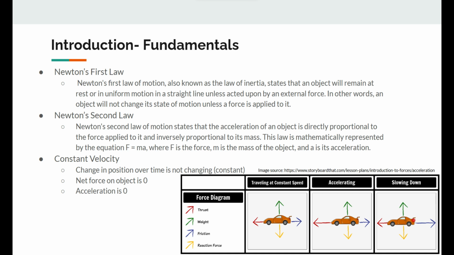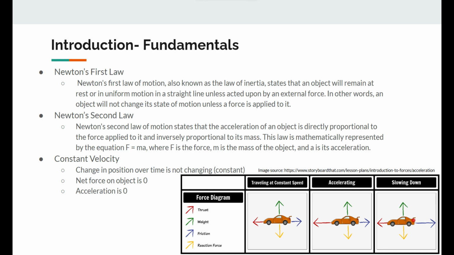Newton's first law of motion, also known as the law of inertia, states that an object will remain at rest or in uniform motion in a straight line unless acted upon by an external force. In other words, an object will not change its state of motion unless a force is applied to it. This is important because in the experiment, the ball is only initially pushed, but after that, no forces are being applied onto it while it's rolling, assuming that there is no friction or air resistance.